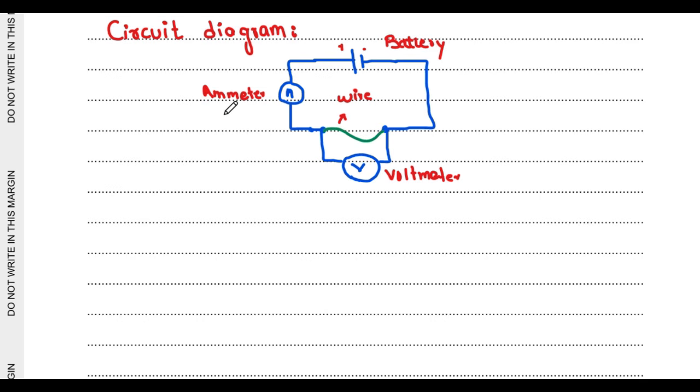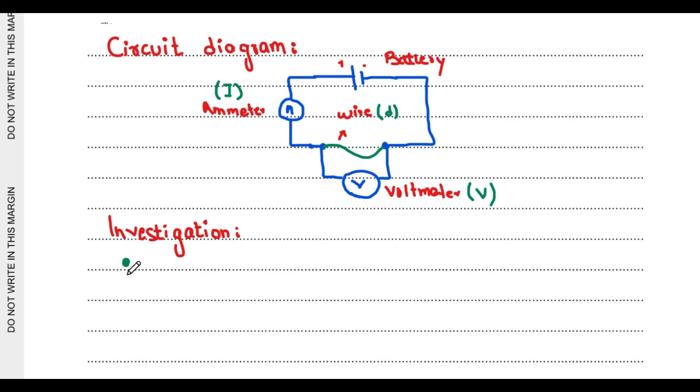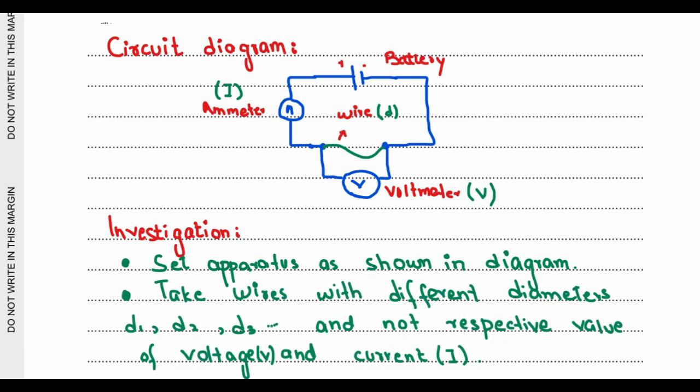The ammeter is going to measure the current that is supplied to the wire. This wire is going to be switched with wires of different diameter, but make sure that the material and length are the same. And this voltmeter is going to measure the voltage across this wire. Now in the investigation, we are firstly going to set up the apparatus shown in the diagram above. After it, we will take wires with different diameters and note the respective values of voltage and current.